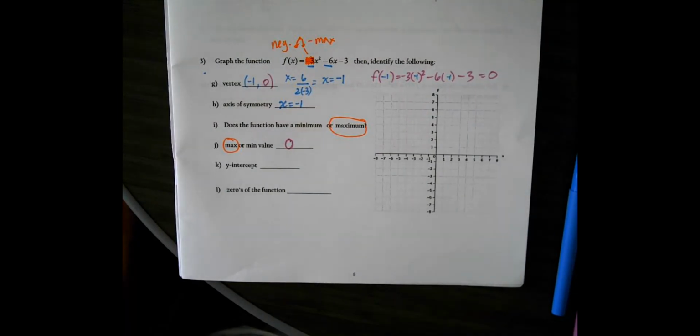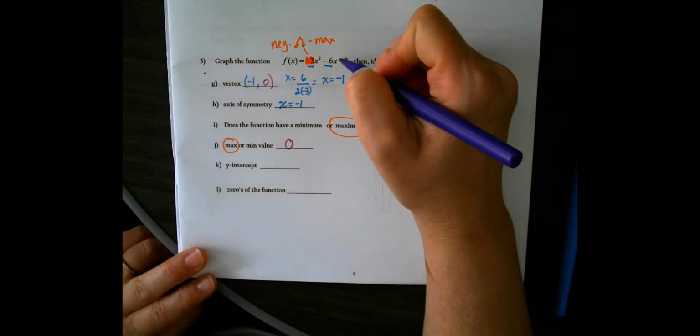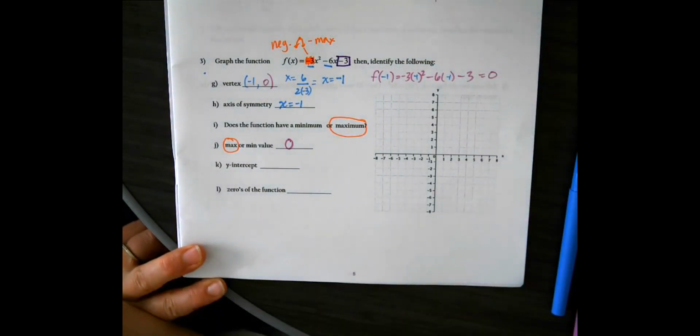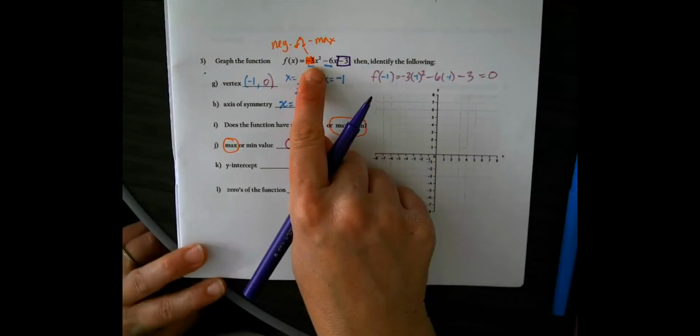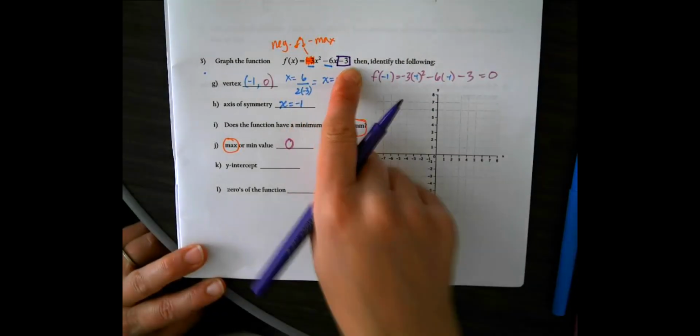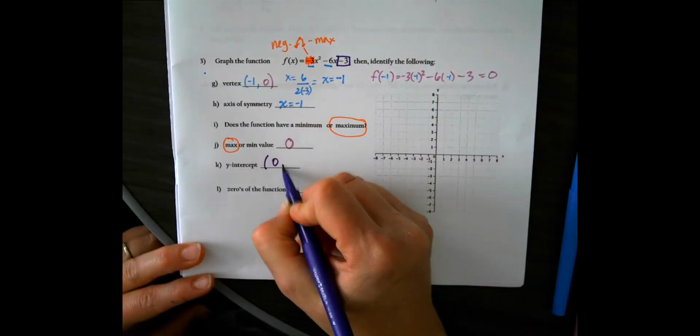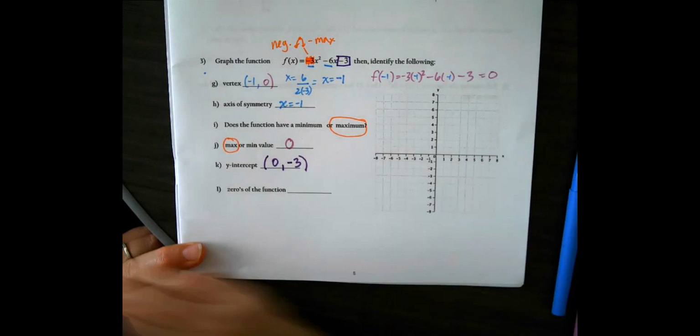Y-intercept. I'm going to look at the constant term, that minus 3 right there. That's going to be my y-intercept, because when I plug in 0 here, it's gone. 0 and then minus 3. So I have my y-intercept is the point (0, -3).